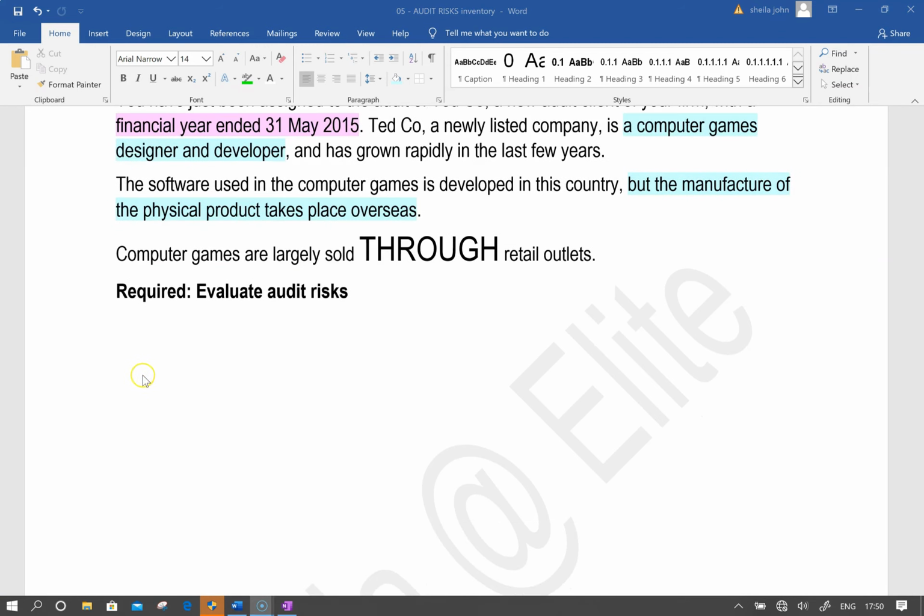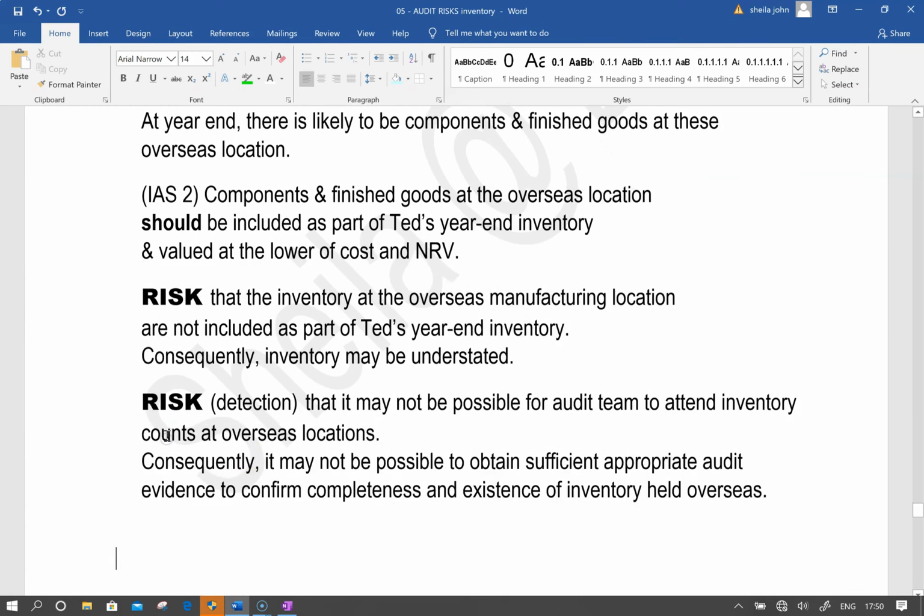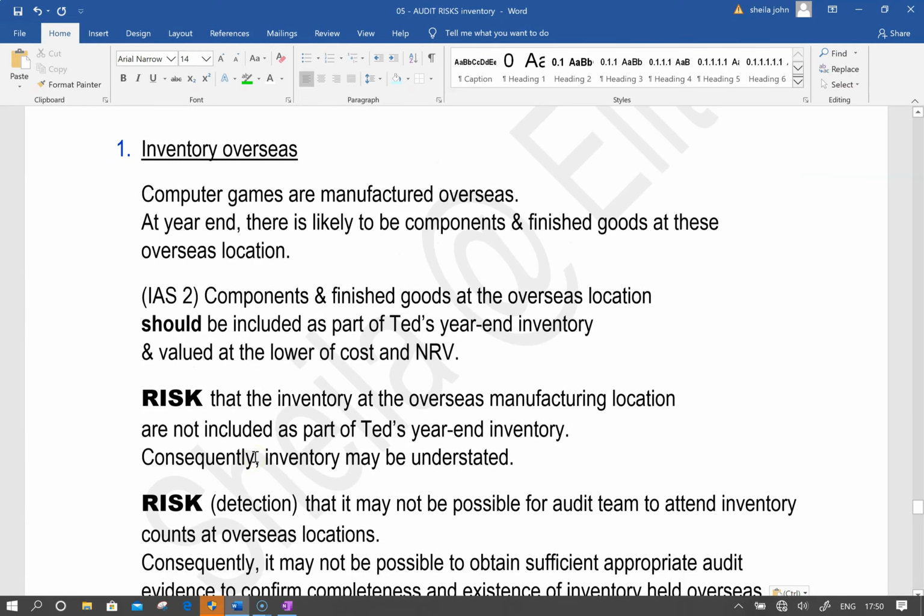So now that you've already done the work, let's see what the answer might look like. The first item they're going to look at is the fact that you've got inventory overseas. Remember, they are manufactured overseas. I'm going to put down a little bit of an observation. Remember, there are no marks here, so keep it really brief.